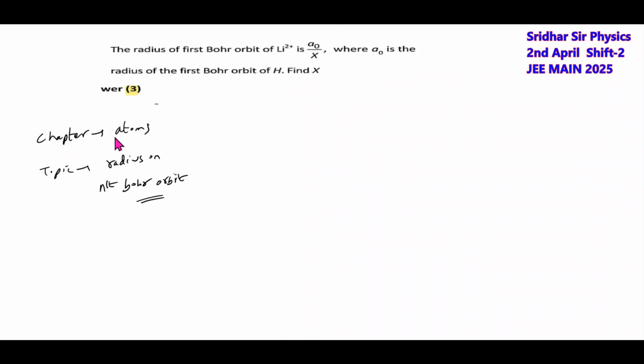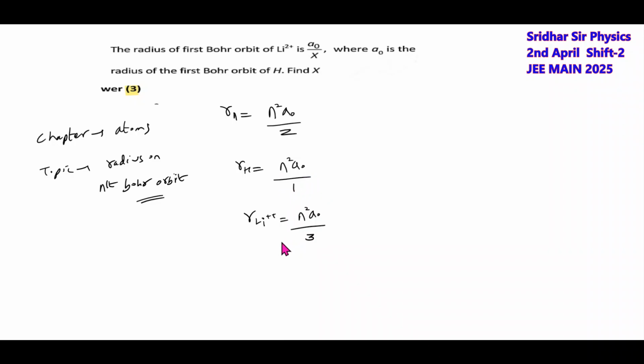Okay, the question belongs to the chapter atoms, and the topic is radius of the nth Bohr orbit of hydrogen and hydrogen-like atoms. So we have the generalized formula Rn is equal to n square a naught by Z. Z is the charge of the nucleus, n is the quantum number, a naught is the Bohr radius, whose value is 0.53 angstroms. Z for hydrogen atom will be 1. For lithium double plus, Z will be 3.